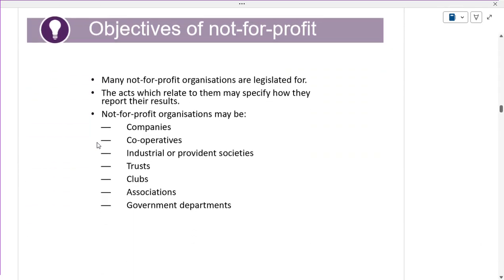Many not-for-profit organizations are legislated. There are acts relating to them, which may specify how they have to report their results. Not-for-profit organizations may be companies, or cooperative societies. Cooperative societies. Any idea about cooperative societies? Yes or no?